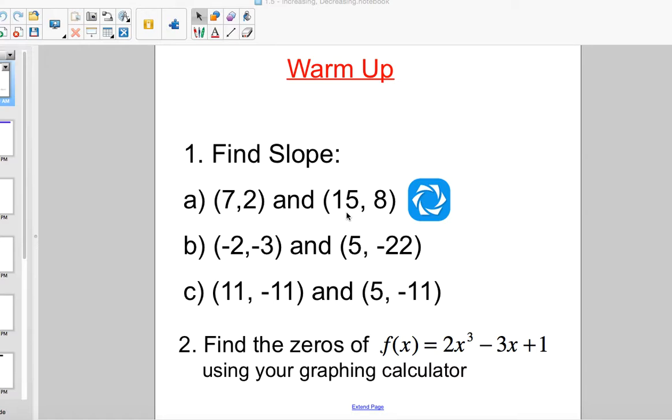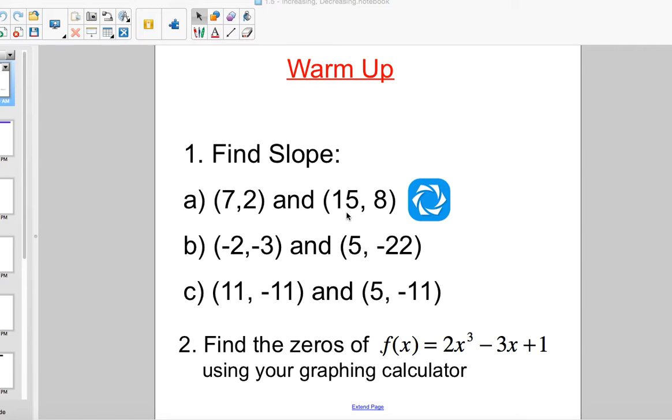This is for pre-calc, the 231 group. Today we're doing 1.5, which means last class you just finished your quiz. So hopefully those went okay. Give me some time to grade them. So we're looking at Wednesday, September 30th, which is 1.5, intervals of increasing, decreasing, and constant.